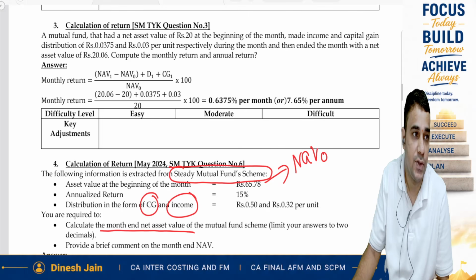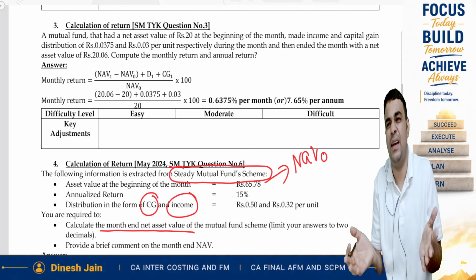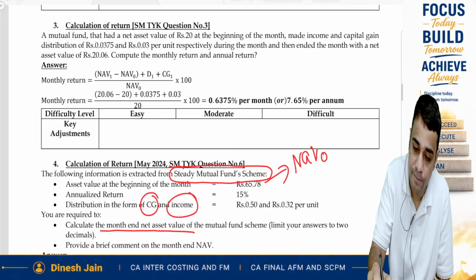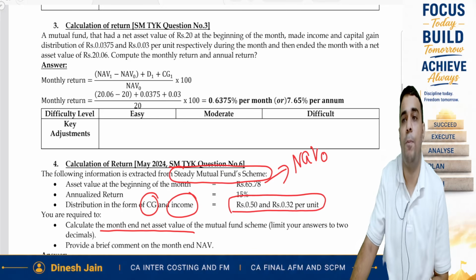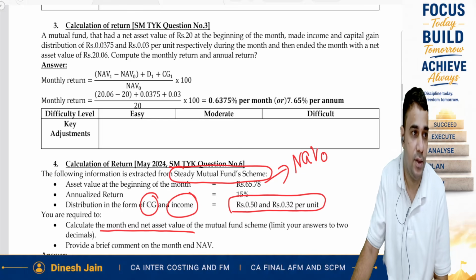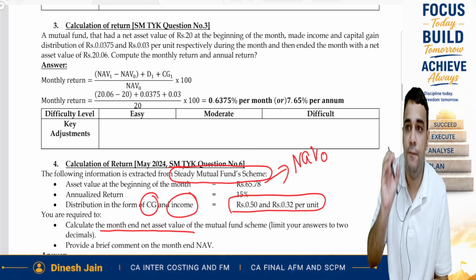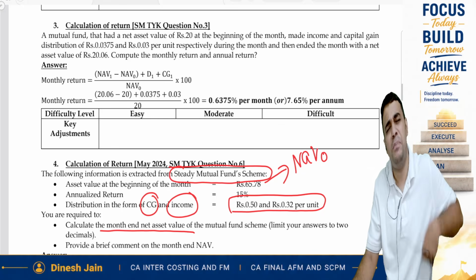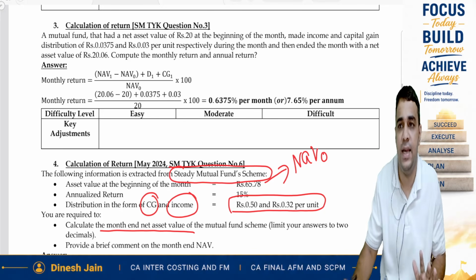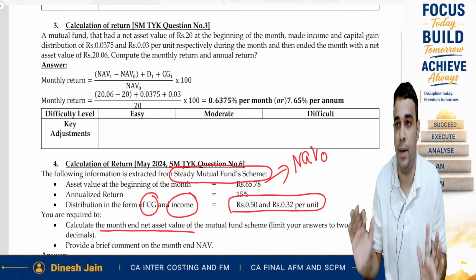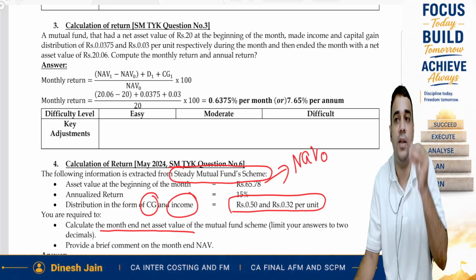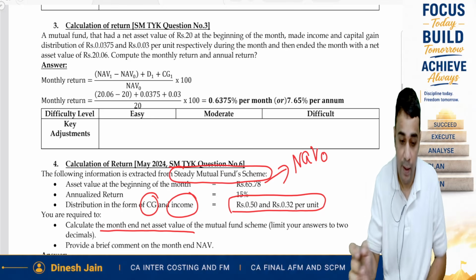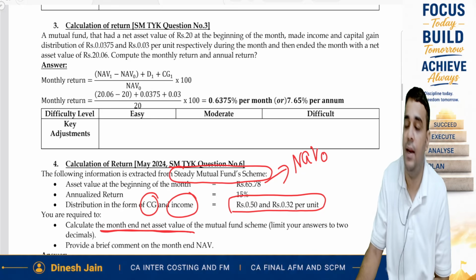Distribution in the form of CG and income is technically nothing but dividend paid. How much is the dividend paid? 0.50 and 0.32. For our problem solving, we will call one of them D1 and one of them CG1. By mistake, a student did not call it D1, CG1 and clubbed it together. The answer will still remain the same, whether you call it D1 or CG1 or you don't.